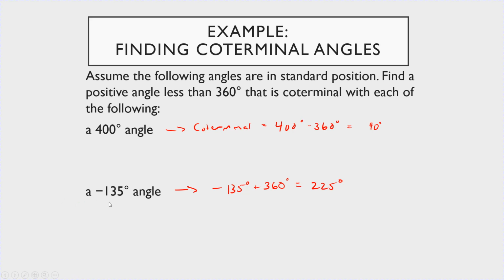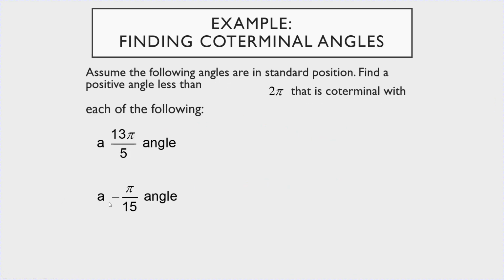Let's try it in radians. So assume the following angles are in standard position. Find a positive angle less than 2 pi that is coterminal with each of the following. So 13 pi over 5. All you're going to do here is subtract 2 pi. So you just have to find a common denominator here. And so an angle of 3 pi over 5 radians is coterminal with an angle of 13 pi over 5 radians.